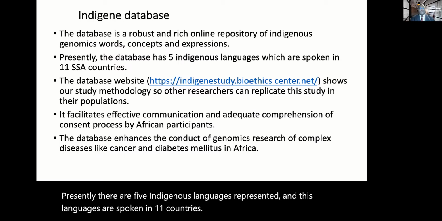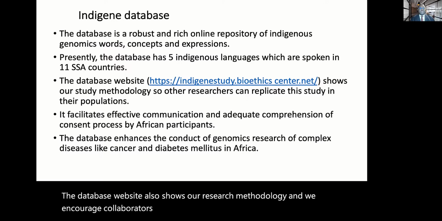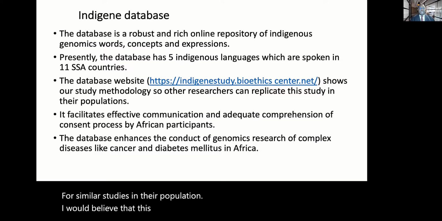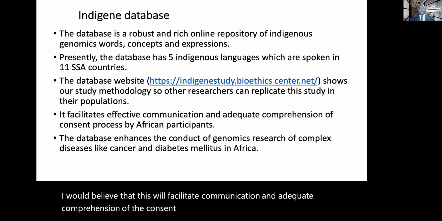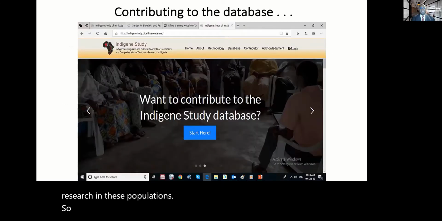The database website also shows our research methodology, and we encourage collaborators to replicate this methodology for similar studies in their population. We believe that this will facilitate communication and adequate comprehension of the consent process by African participants in genomic research. And this database will therefore enhance the conduct of genomic research in these populations. So this shows the invitation to contribute to the database.